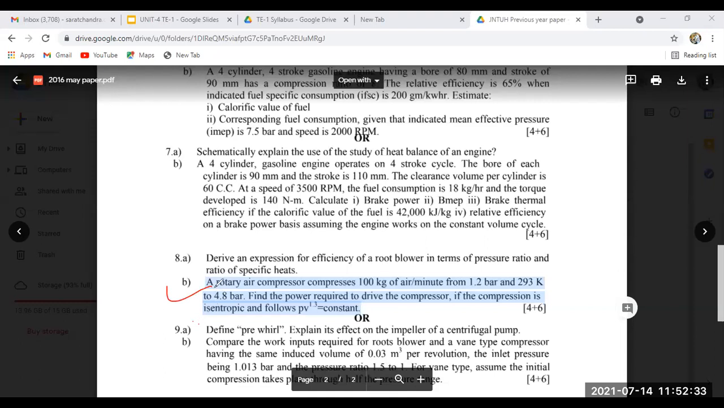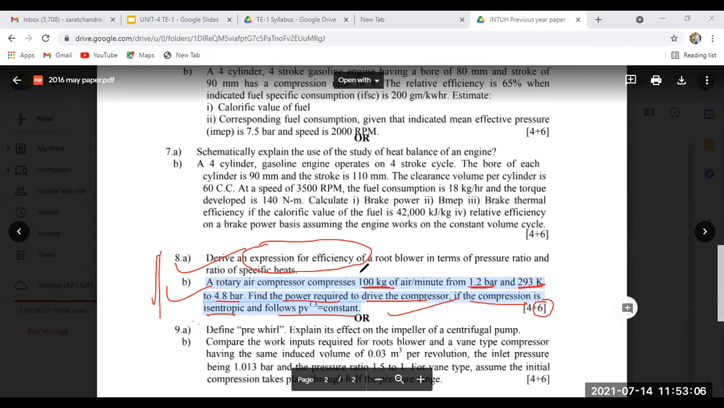Question number 8B. A rotary air compressor compresses 100 kg of air per minute from 1.2 bar and 293 Kelvin to 4.8 bar. Find the power required to drive the compressor if the compressor is isentropic and follows PV to the power 1.3 equal to constant. How many marks? 6 marks you will get for this question, and 4 marks is for the efficiency or expression for efficiency. See how simply you can crack the question.